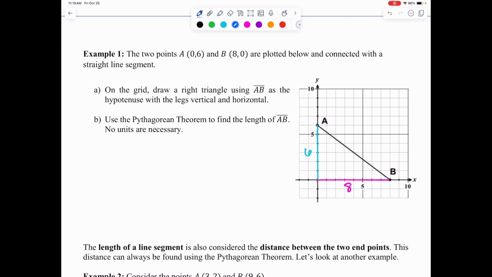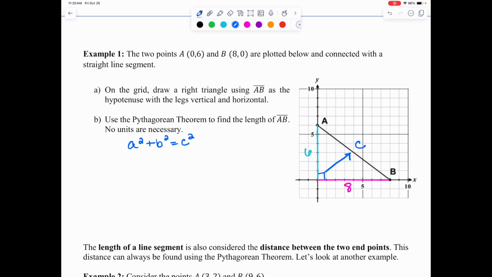Those 2 I can count. So because of that, I now have a right triangle, which means this diagonal distance we're trying to find is the hypotenuse. So I can use the Pythagorean theorem, a squared plus b squared equals c squared, to find the length that I'm looking for from A to B.